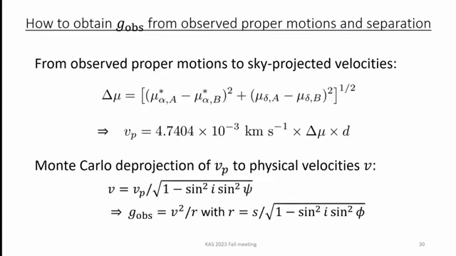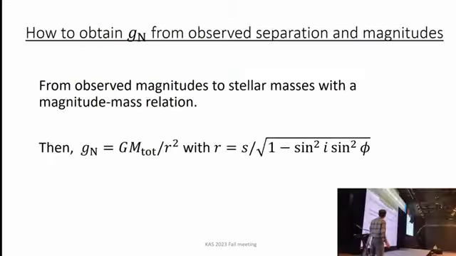Okay, so how to obtain G observed from proper motions? So this is the proper motion, and you get projected velocity, and then you do the Monte Carlo deprojection. So in each Monte Carlo deprojection, you take inclination and these angles at random. So one Monte Carlo data point is meaningless. Okay, only statistical data can be used to test gravity.